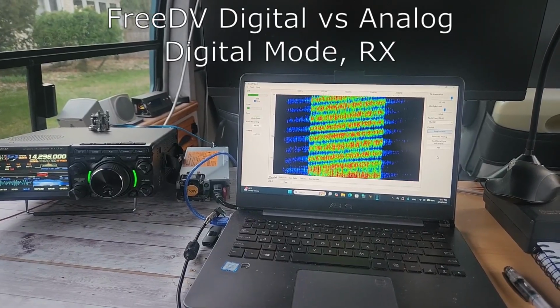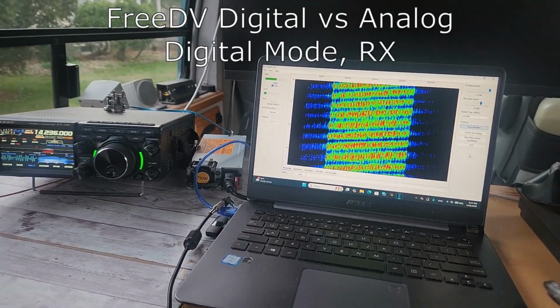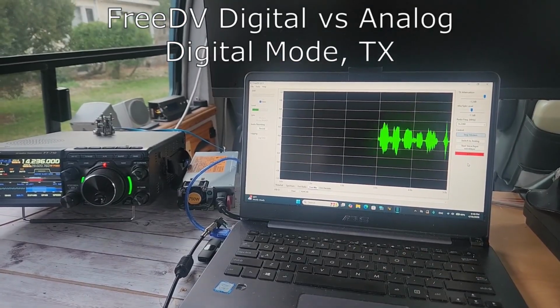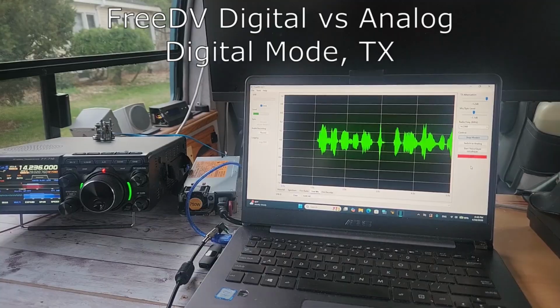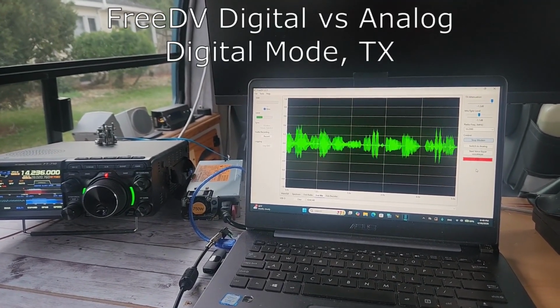I forget what kind of radio you're using. Here I'm using a Kenwood 590. Over. I am running with Yaesu FT710.